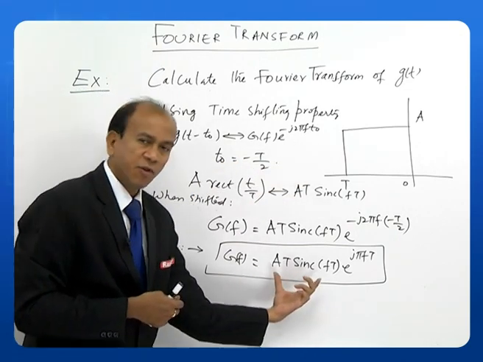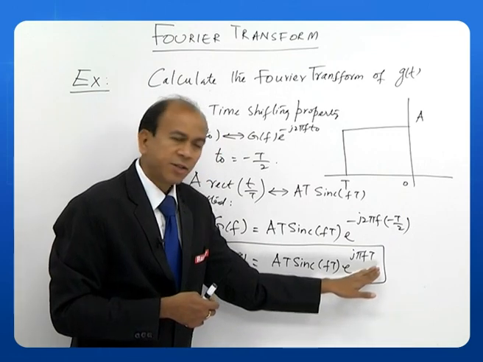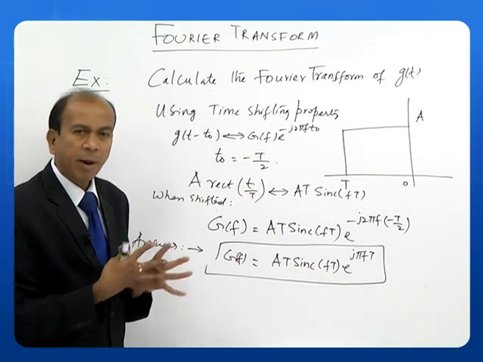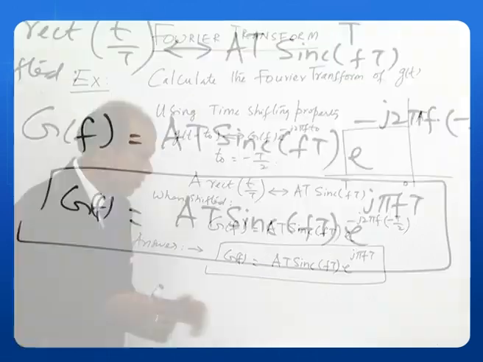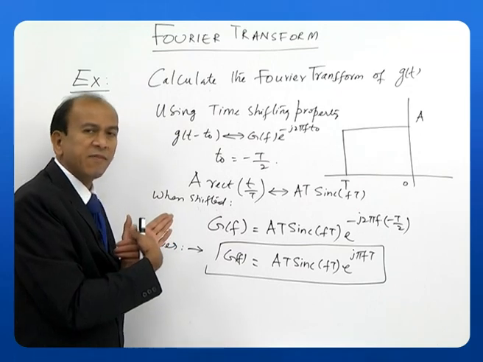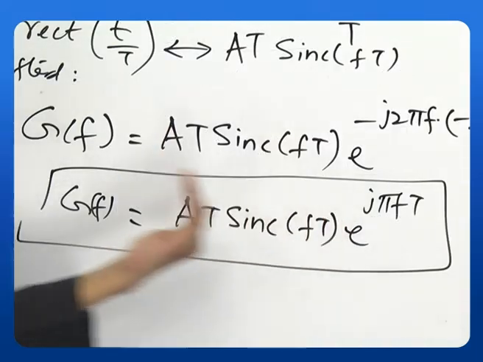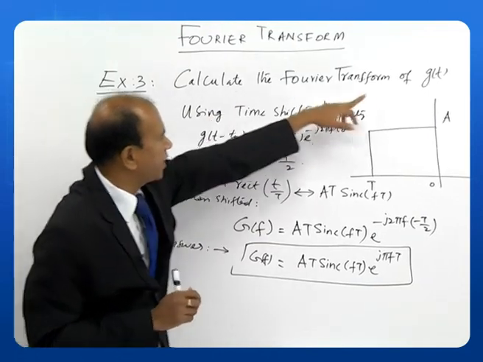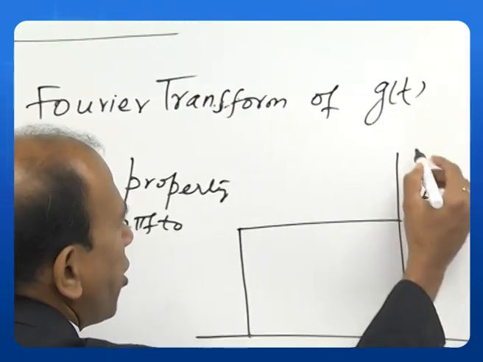We already know what is G of f. So, we have just multiplied it by e to the power of j pi f T. So, if you compare this problem with the earlier problem, it is a right shifted function by T by 2, so the factor is exponential minus j pi f T, and if it is shifted to the left hand side by a factor minus T by 2, it will be e to the power of j pi f T. Now, this example says we have to calculate the Fourier transform of g of t. So, this is g of t for us.